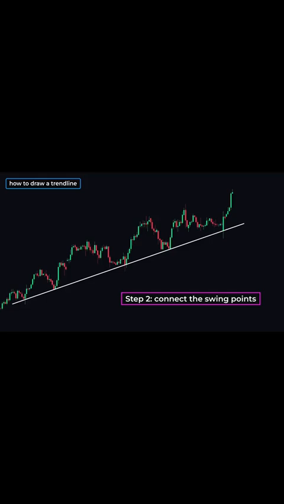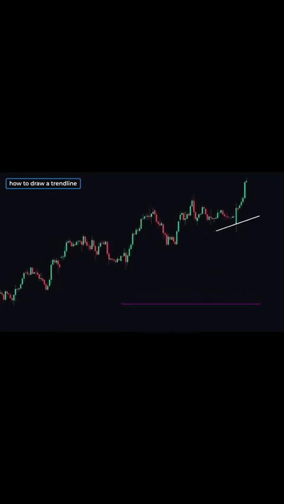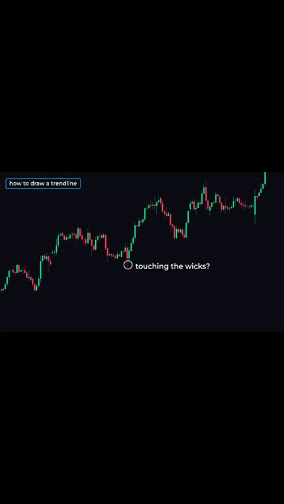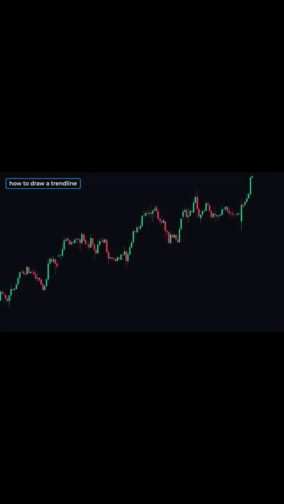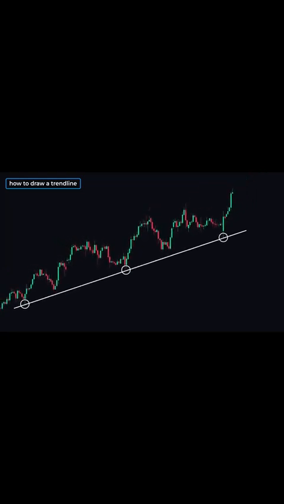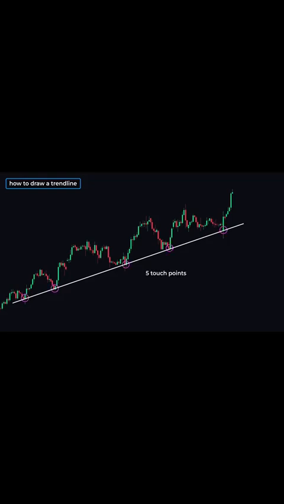Now, a common question people ask when drawing a trend line is, should I draw them touching the wicks of the candles? Or should I draw them touching the bodies of the candles? The answer is, whichever gets you the most touch points. For example, looking at this chart, if we draw a trend line by touching the wicks, we get a total of 3 touch points. However, if we draw it touching the candle bodies, we get a total of 5 touch points.